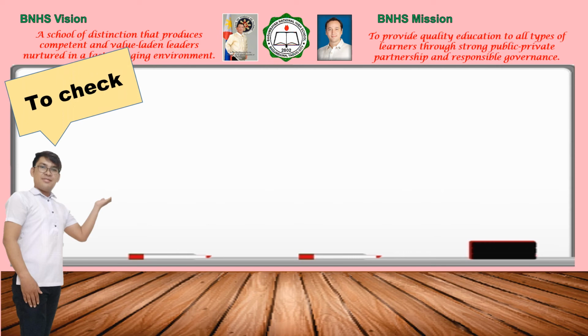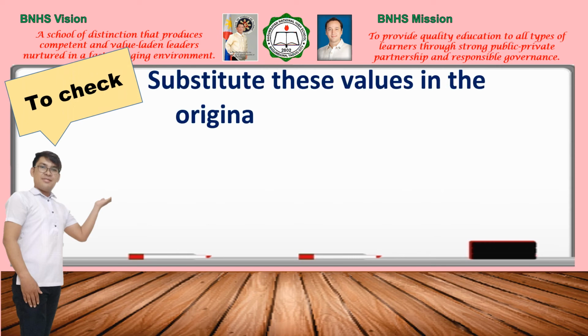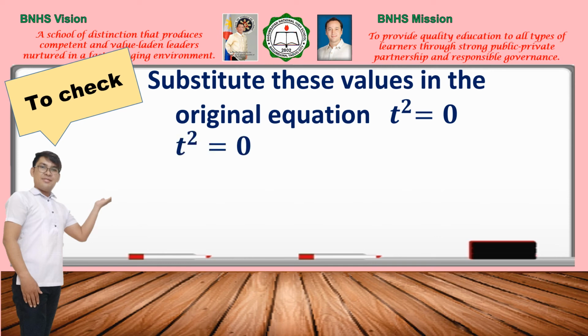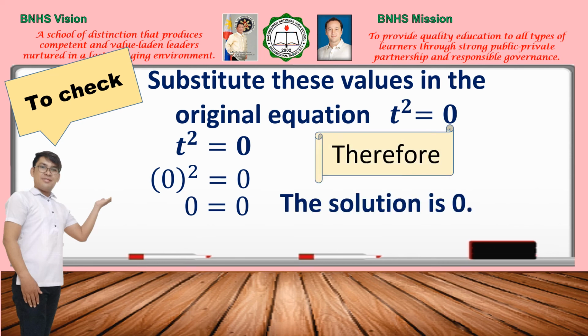To check if our answer is correct, you have to substitute those values in the original equation t squared is equal to 0. Since we have t is equal to 0, replace 0 for the variable t. So we have 0 squared is equal to 0. 0 squared is definitely equal to 0, so both sides are the same. Therefore, the solution is 0.